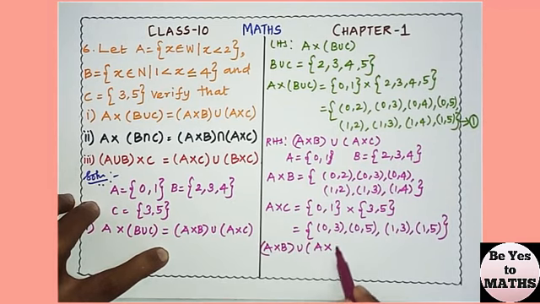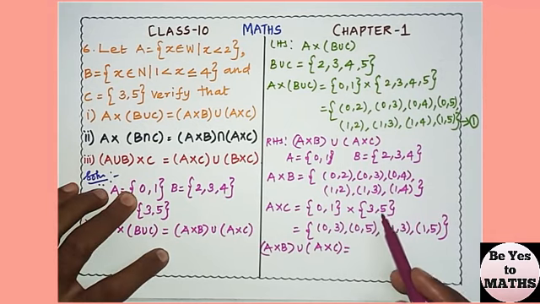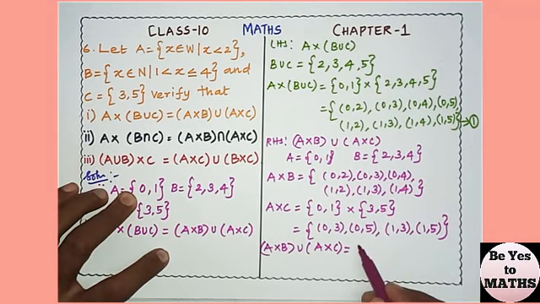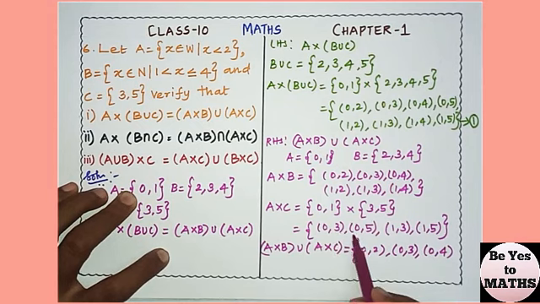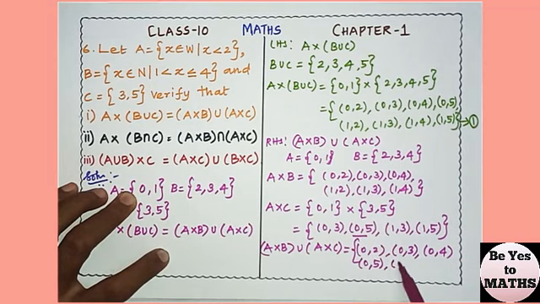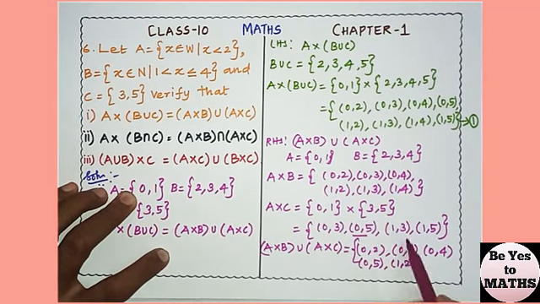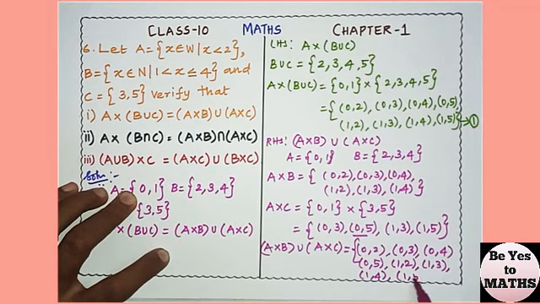union A cross C. You have to write all the elements of these two sets. So (0,2), (0,3), (0,4), we have (0,5) here so I will write it, (0,5), then (1,2), (1,3), (1,4), here we have (1,5). Right hand side is over, so take this as equation number 2.